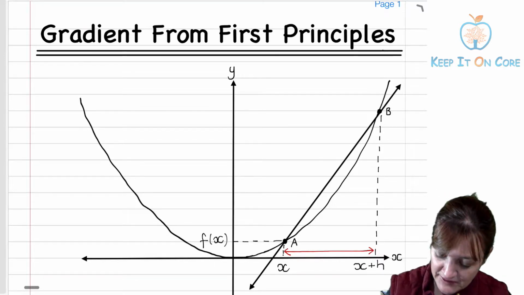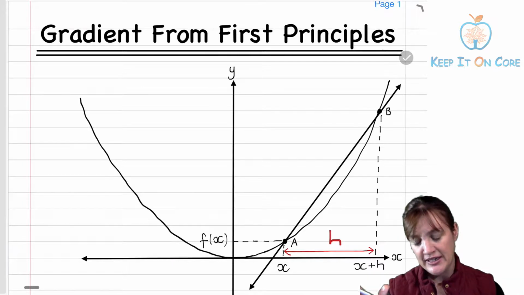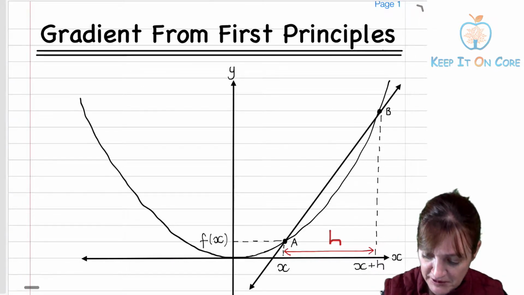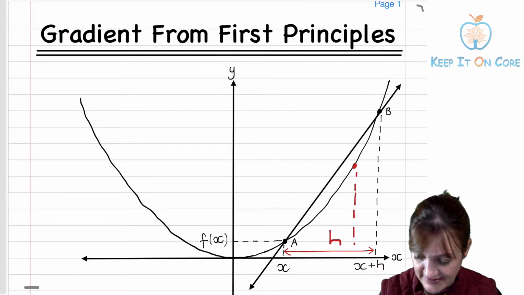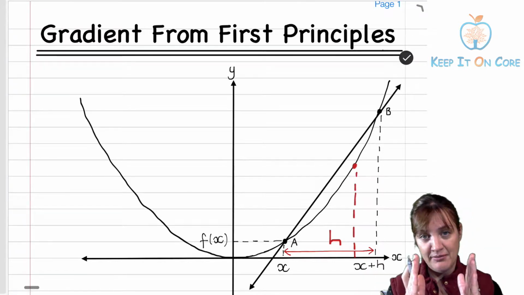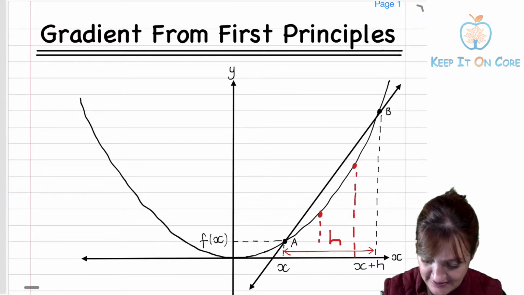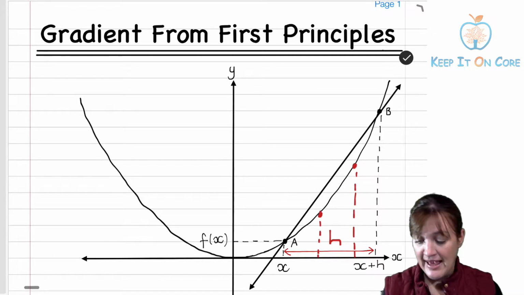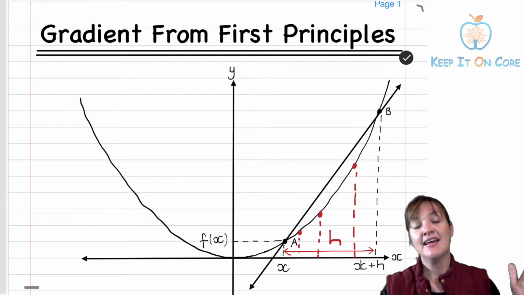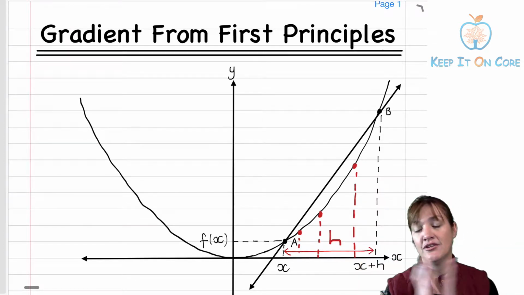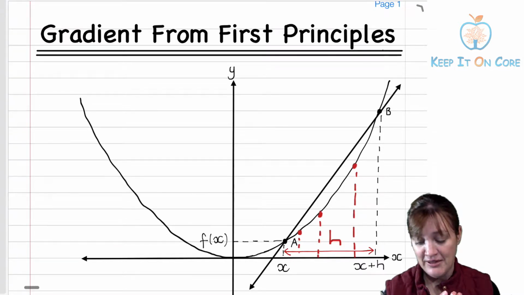So this gap between x and x plus h, remember, was a distance of h units, okay? So if I started moving point B closer to point A, do you agree that that distance of h is now going to end up getting a bit smaller? And if B moves even closer to A, that distance of h moves even smaller. And as B and A move closer and closer towards each other, that distance of h is getting closer and closer towards 0. It's going to end up eventually becoming nothing, okay?